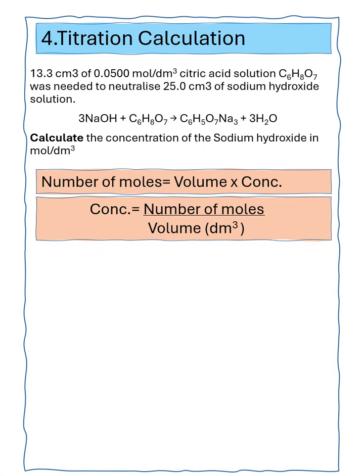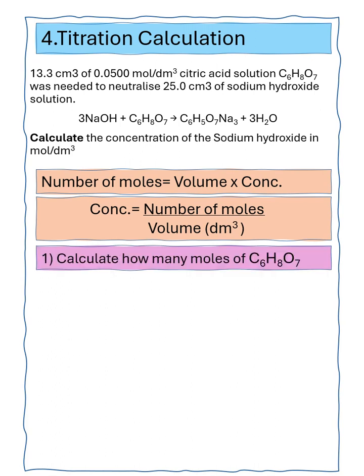Question 4 says calculate the concentration of sodium hydroxide in moles per decimeters cubed. Again, this is a titration calculation. We're given information about the titration. We're told the volume and concentration of citric acid, and that neutralizes 25 centimeters cubed of sodium hydroxide. We're going to use the two equations throughout this question.